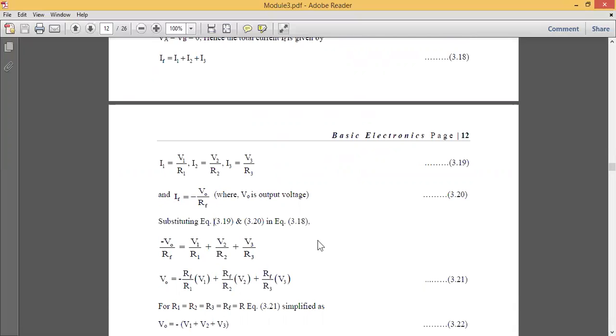Equate both the currents, which means IF. This equation we have, right? So IF is equal to I1 plus I2 plus I3. Substitute the value of IF, I1, I2 and I3 in this equation, that is equation number 3.18. You just substitute here, and you will get this equation.